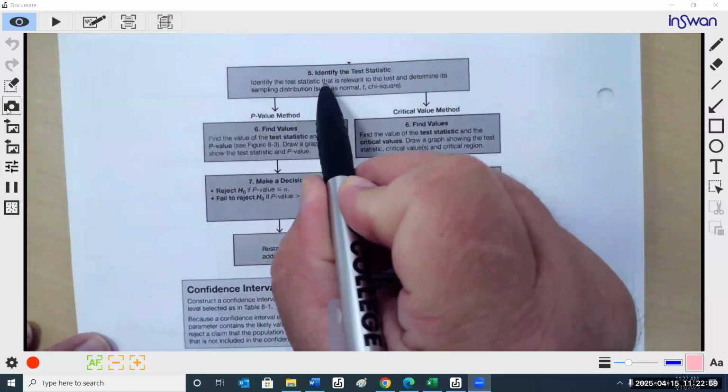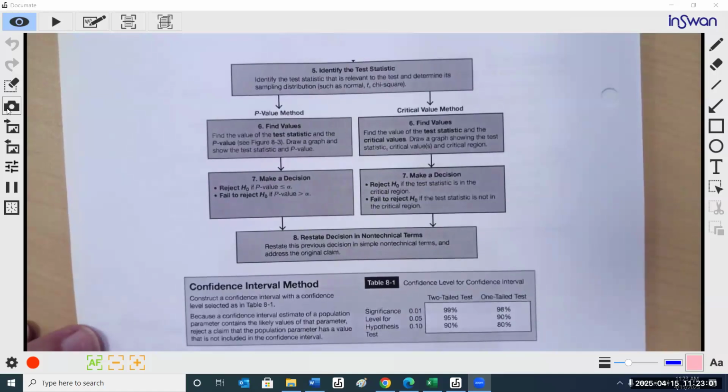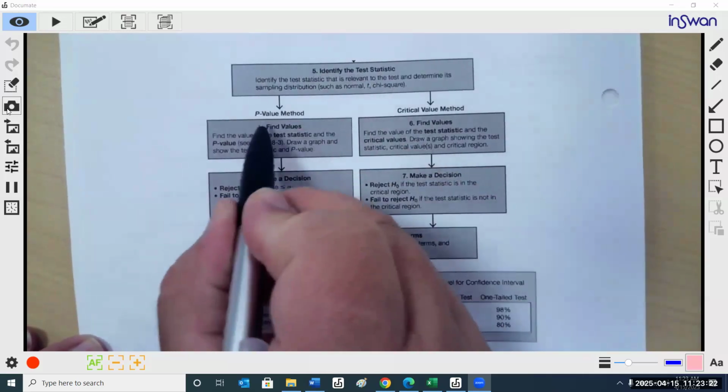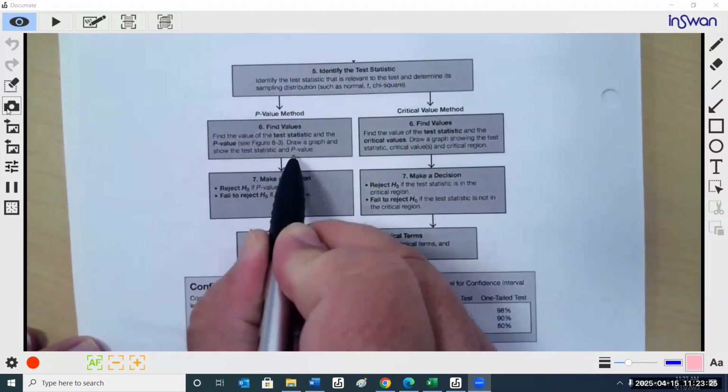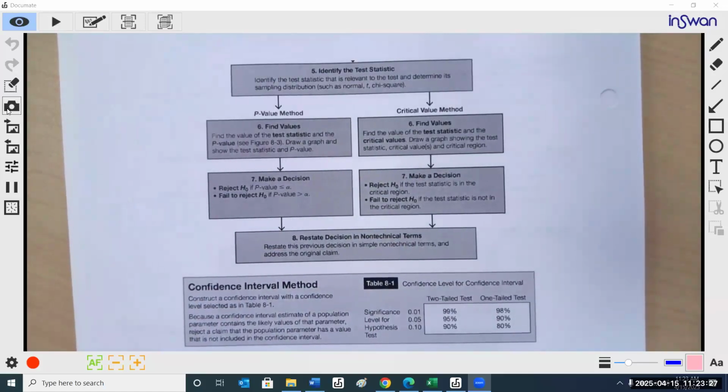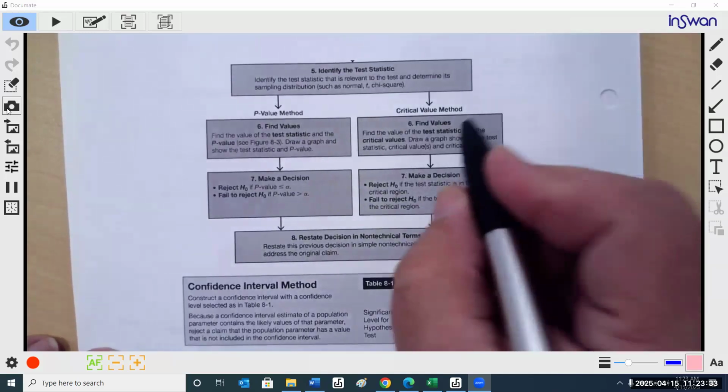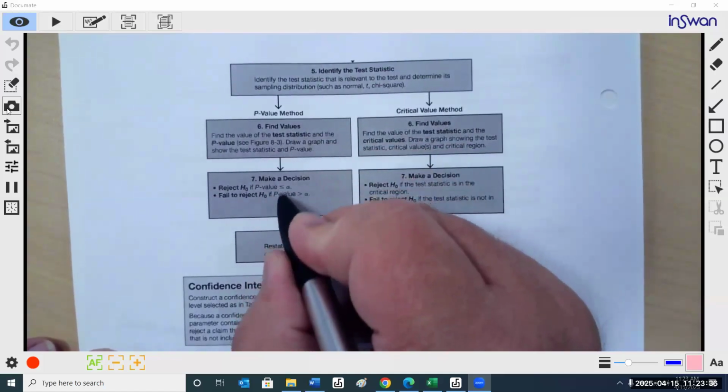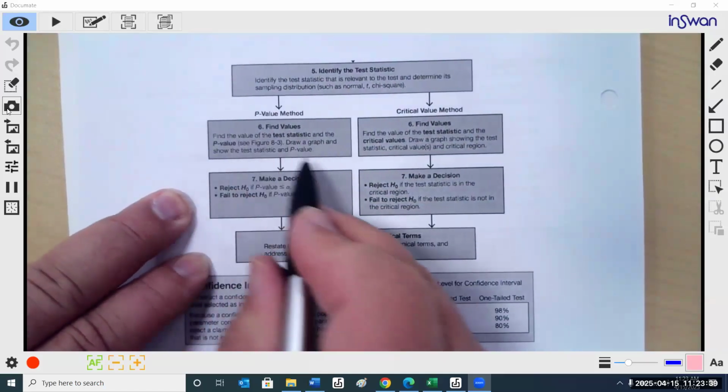Then the fifth step, identify the test statistic. What that means is, are you using the p-value? Are you using the mean? Are you using the deviation? Are you using z or t? So you have to determine that. So now what you have to do here is, if you're using a p-value, the p-value is determined by the level of confidence you have, the alpha level. So from there, you make a decision on your test.